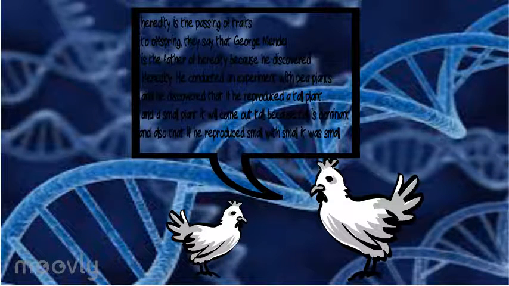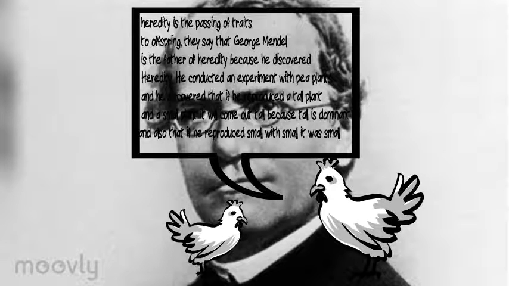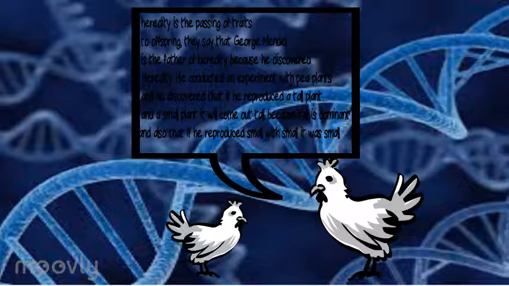They say that Gregor Mendel is the father of heredity because he discovered heredity. He conducted an experiment with pea plants, and he discovered that if he reproduced a tall plant and a small plant, it would come out tall because tall is dominant, and also that if he reproduced small with small, it was small.